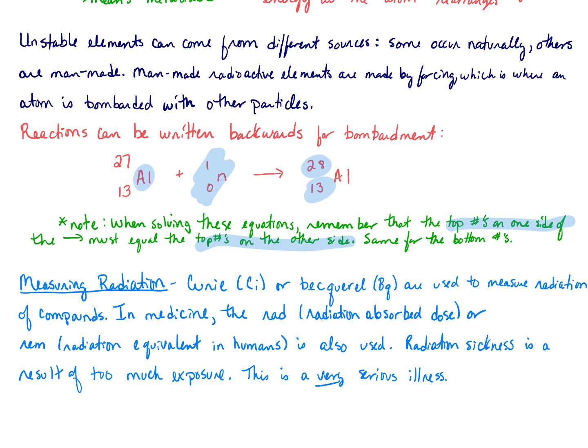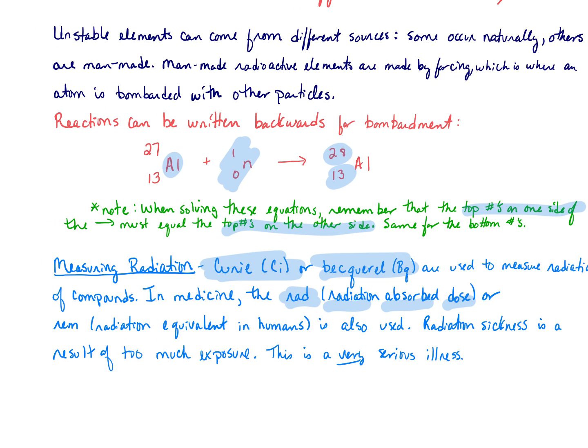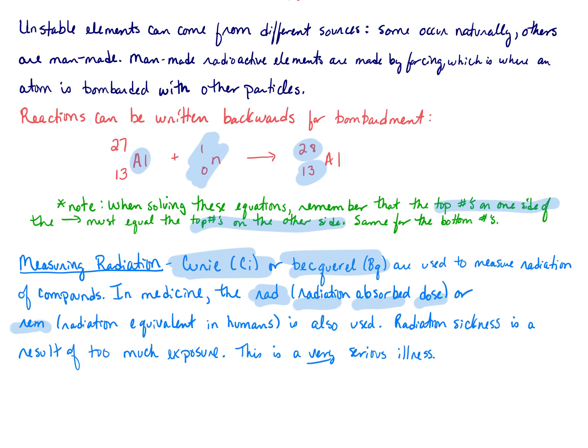So other things that you probably need to be aware of is that when you're measuring radiation, that's usually done in a curie, or you may not have heard of this term before, and that's called a becquerel, which is Bq. That's what we usually use to measure radiation. In medicine, they also use the term rad, which is the radiation absorbed dose. Or sometimes they'll talk about rem, which is radiation equivalent in humans.